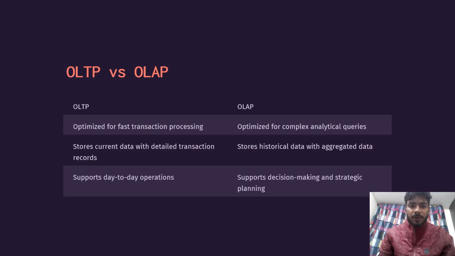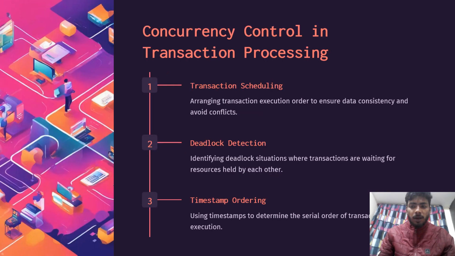OLTP versus OLAP. OLTP is optimized for fast transaction processing, while OLAP is optimized for complex analysis queries. OLTP stores current data with detailed transaction records, while OLAP stores historical data with aggregated data. OLTP supports day-to-day operations, while OLAP supports decision making and strategic planning.